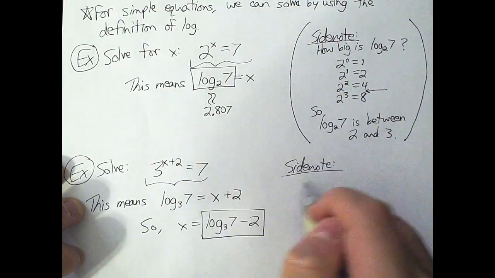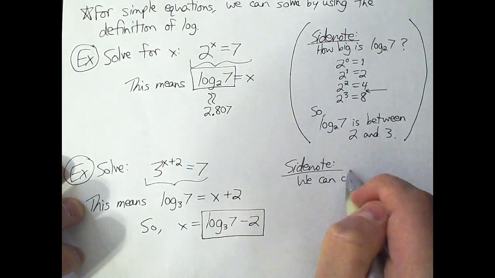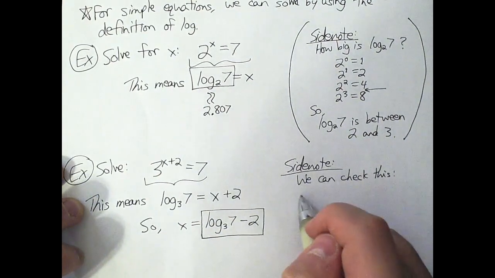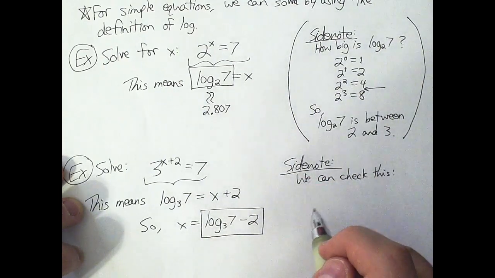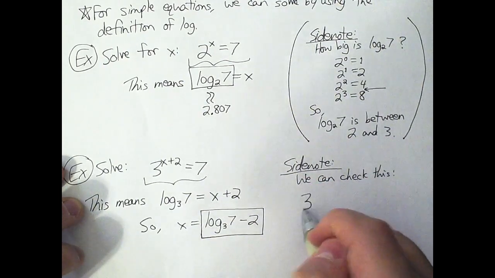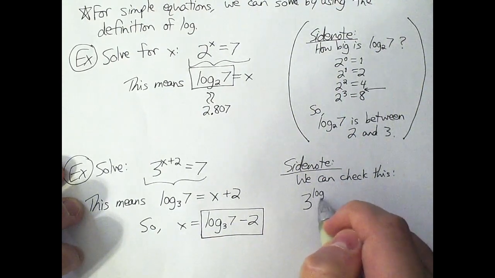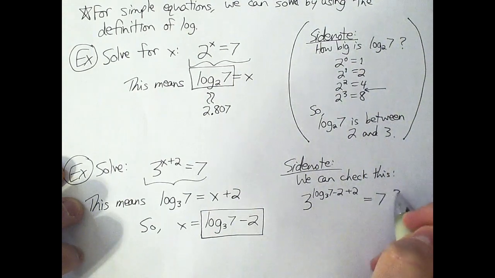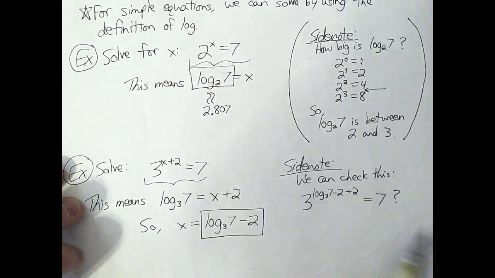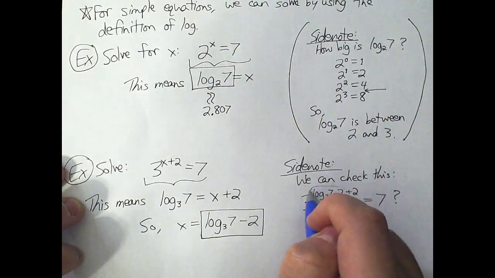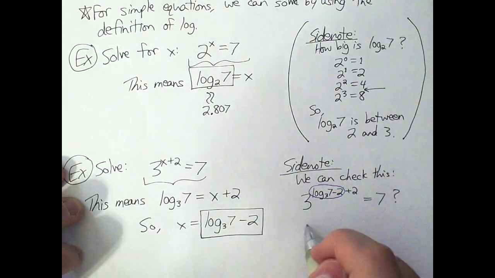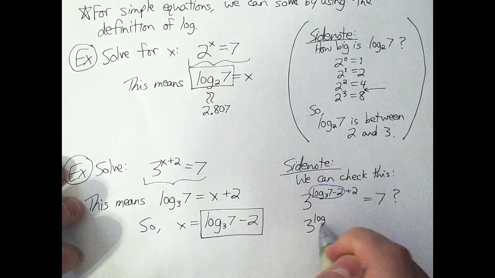Side note, I think we can check this. Take this answer and put it into the original equation for x. So 3 raised to the answer we found plus 2. Does that equal 7? Here, I'm going to circle the part where I'm putting in the answer. I put that in for x. Well, we have a minus 2 and a plus 2, so this simplifies to 3 to the log base 3 of 7.